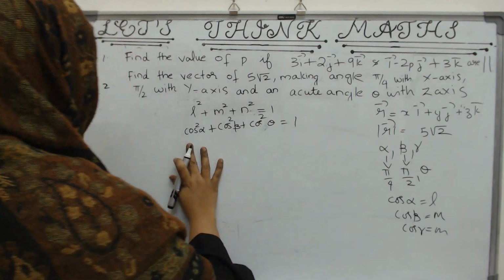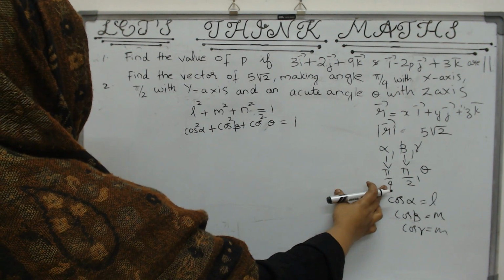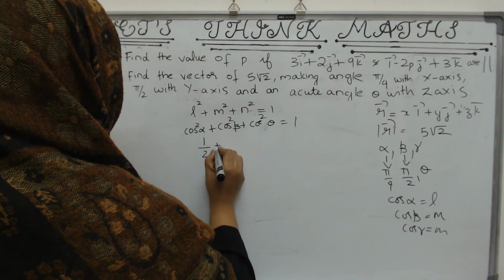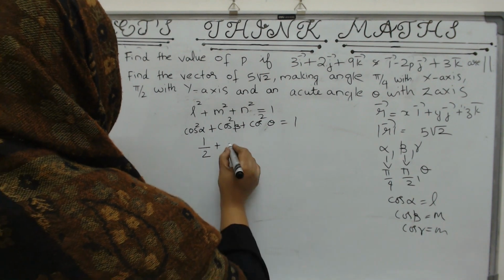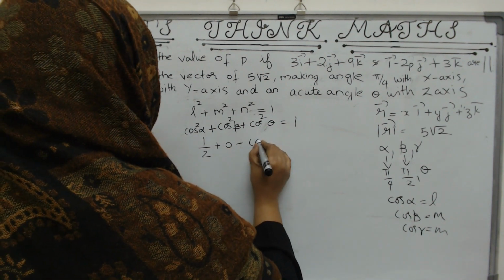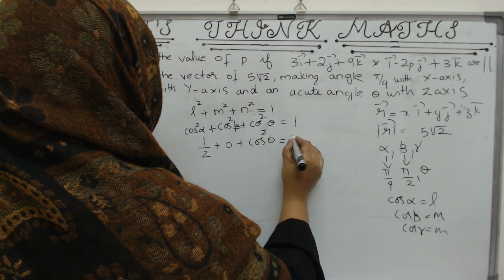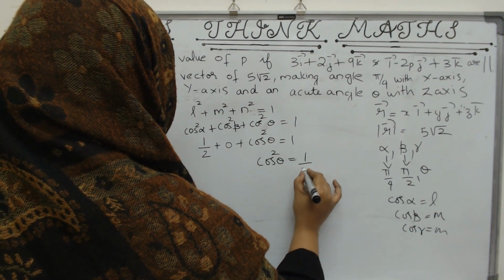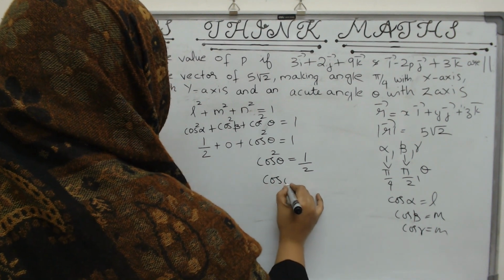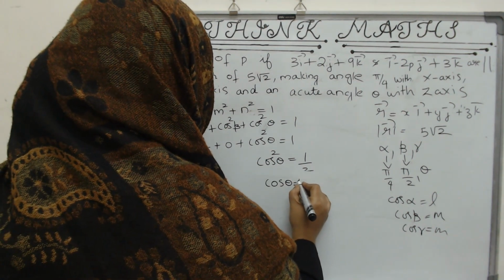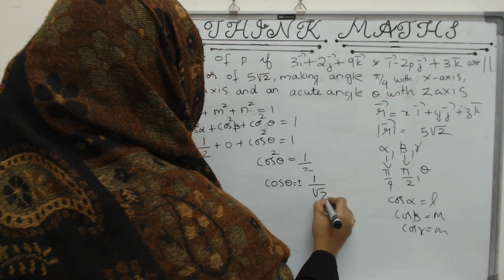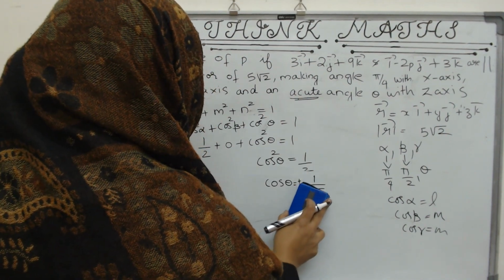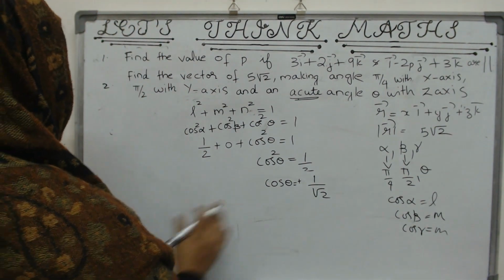Now what is cos alpha? Cos pi by 4 would be 1 by root 2. Its square would be 1 by 2. Cos beta, cos 90 will be 0. And we don't know what this theta is. So the square of cos theta would be 1 by 2, but then its square root would be plus or minus 1 by root 2. But see this word, acute angle. So we don't have to consider the minus, just take plus.